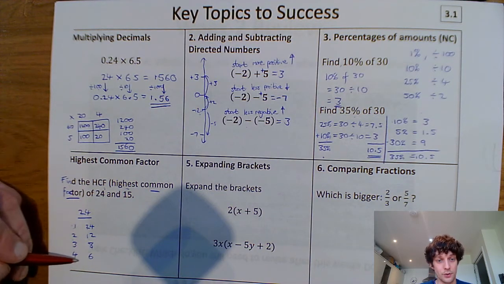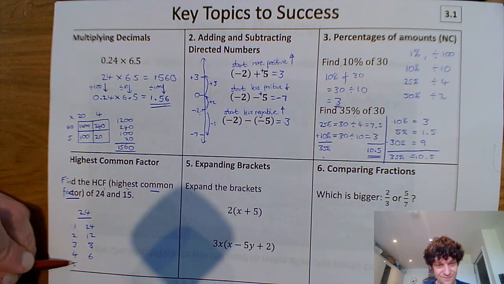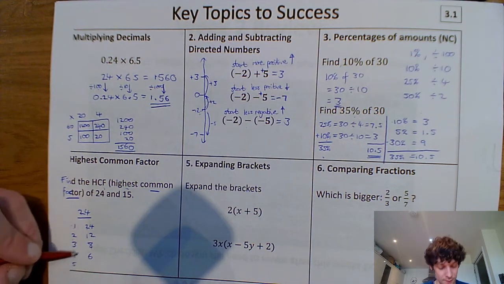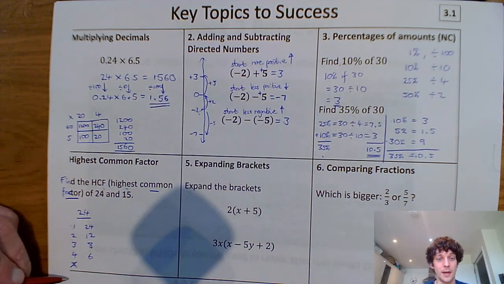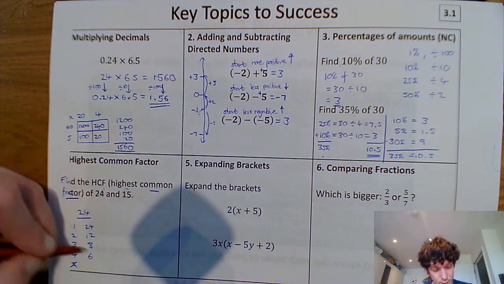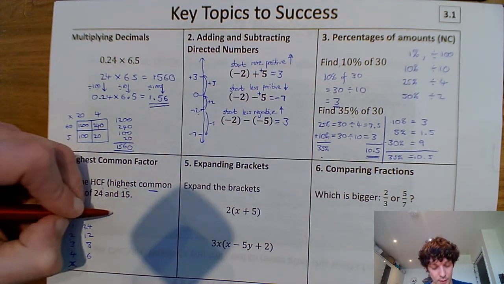And my next number to try would be 5. 5 isn't a factor of 24, because 5 times 4 is 20, 5 times 5 is 25. So 5's not a factor. My next number after that would be 6, but I've already got that included here. So I've got all the factors of 24 written down there.